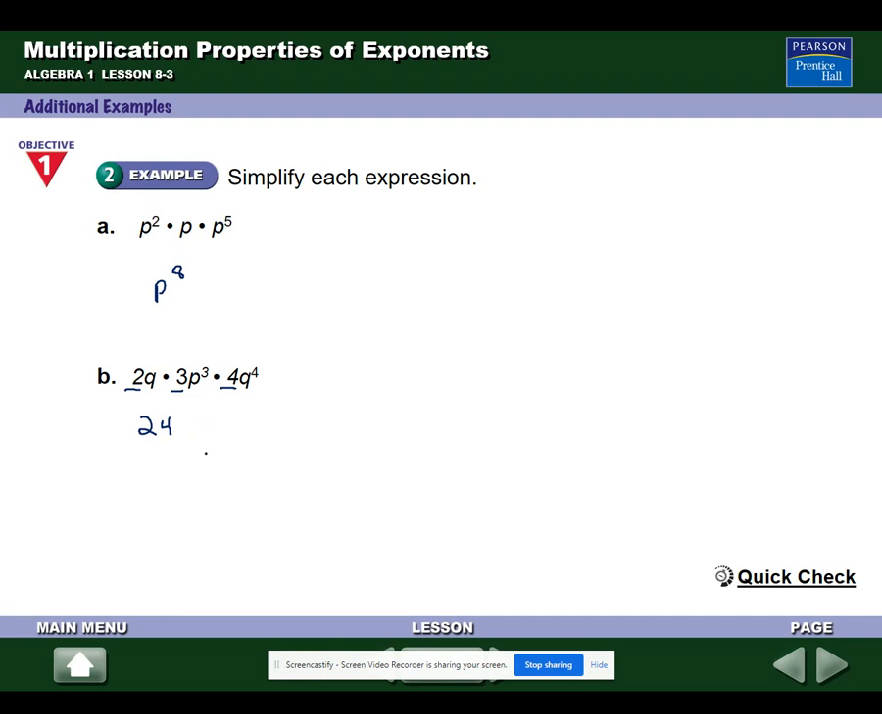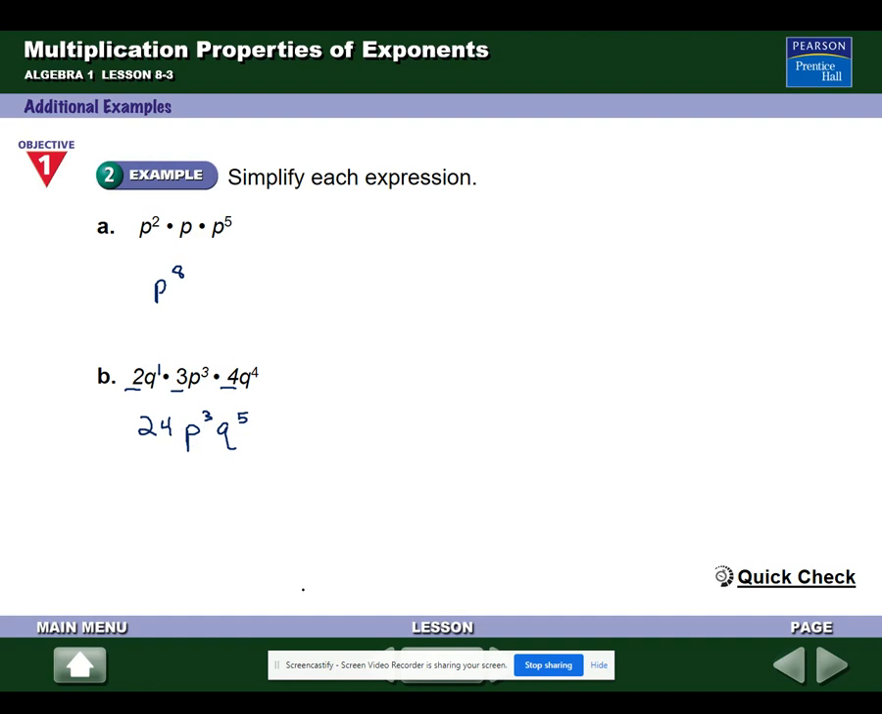P comes before Q in the alphabet, so the next thing I'll put is P to the third. And then finally Q, and this is Q to the first times Q to the fourth. That would be Q to the fifth, applying the power property. So 24, P to the third, Q to the fifth.